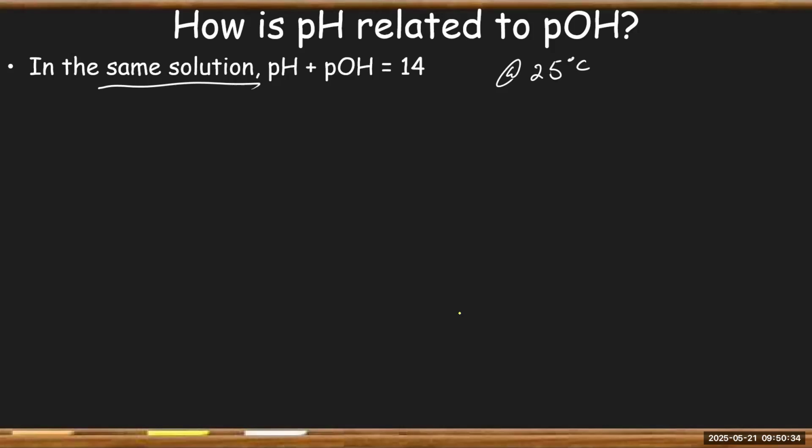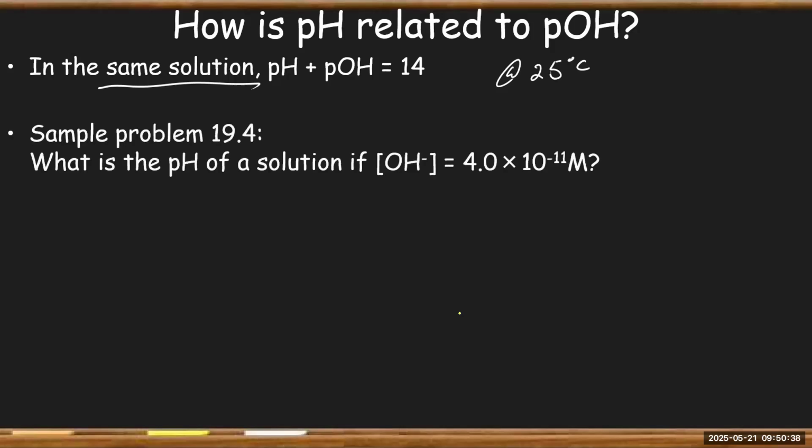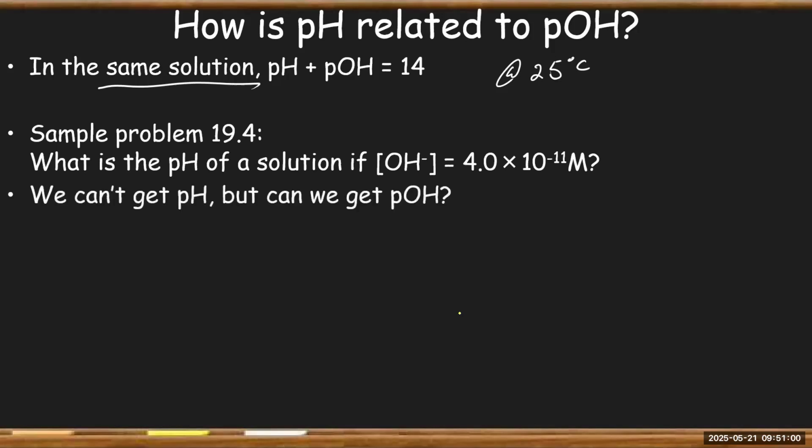All right, so what does that mean? That means sample problem 19.4. If they ask you what is the pH of a solution if the hydroxide concentration is this, how would you ever solve that? You can't plug this into negative log and get pH because we're not solving for pH. We got OH minus concentration, right? So what that means is we can't get the pH, but we can calculate the POH. Are you with me?